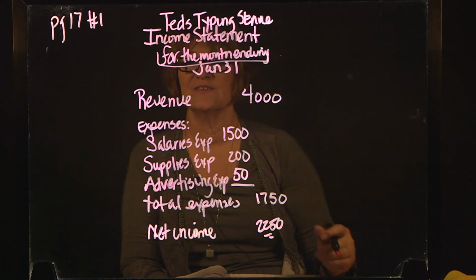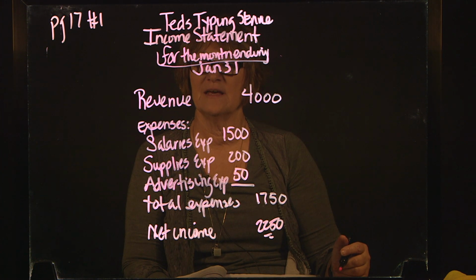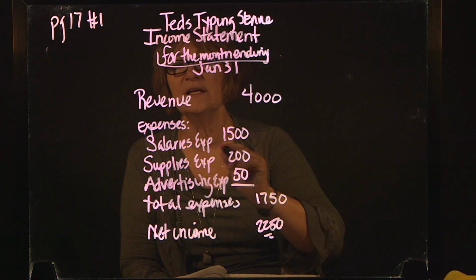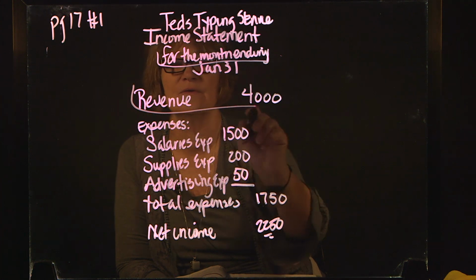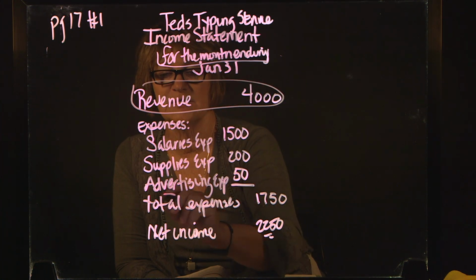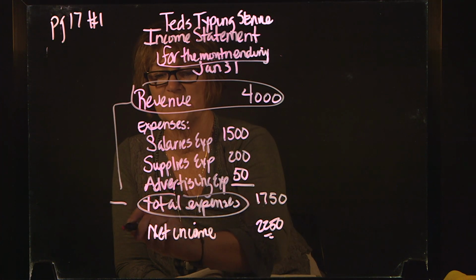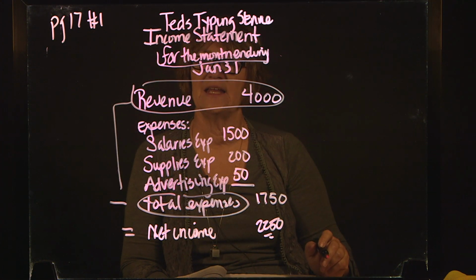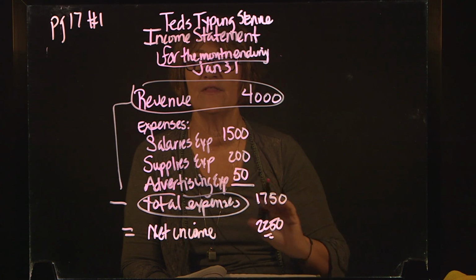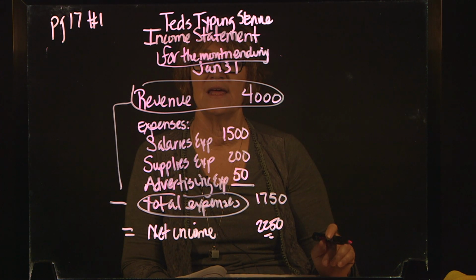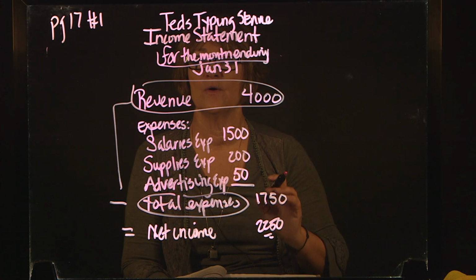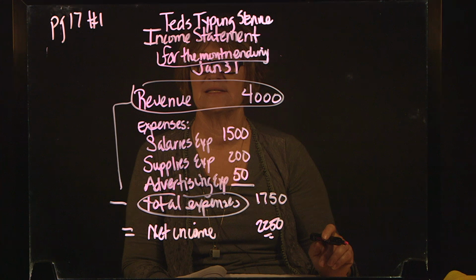And that is an example of an income statement. It only includes revenue and expenses. Revenue minus expenses equals net income. And that is an income statement. No other accounts or any other type of accounts go on the income statement other than revenue and expenses.